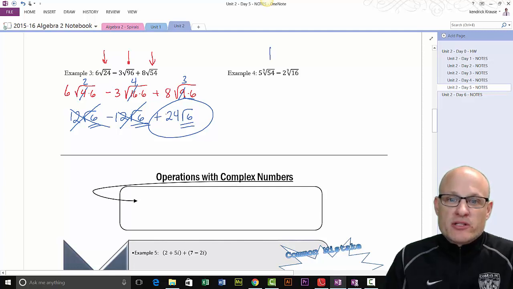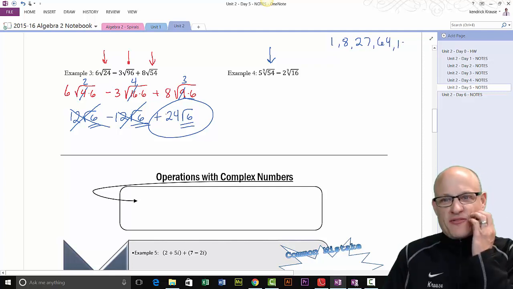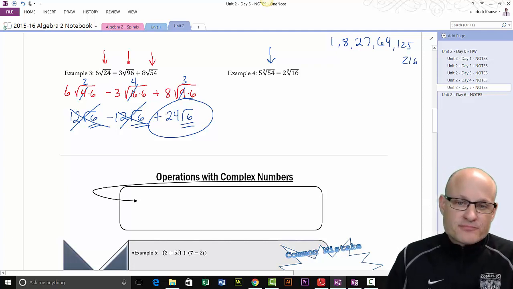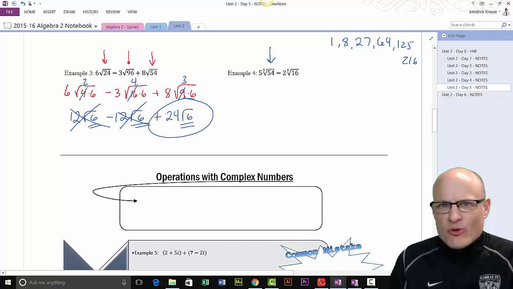So cubes are a little bit more difficult. Don't forget, our perfect cubes are 1, kind of boring, 8, 27, 64, 125. Those are pretty much all of them. I mean, 216 would be the next one, and so on and so forth. 343 might be the next one after that. I don't remember. It doesn't really matter.